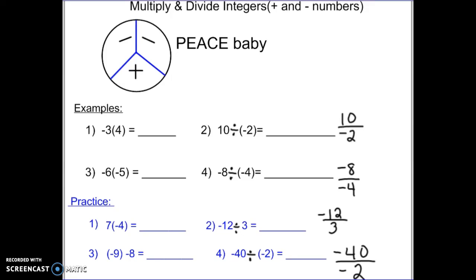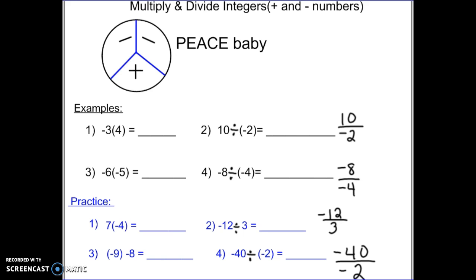Next year, when you go to 7th grade, you're going to need to know how to multiply, divide, add, and subtract with positive and negative numbers. So the purpose of this short video is to teach you how to multiply and divide integers, or positive and negative numbers. I gave you a handout, and we're going to talk about that drawing on the top of your handout, and then we're going to go through 4 examples, and then you will do the 4 practice problems on your own at the bottom.